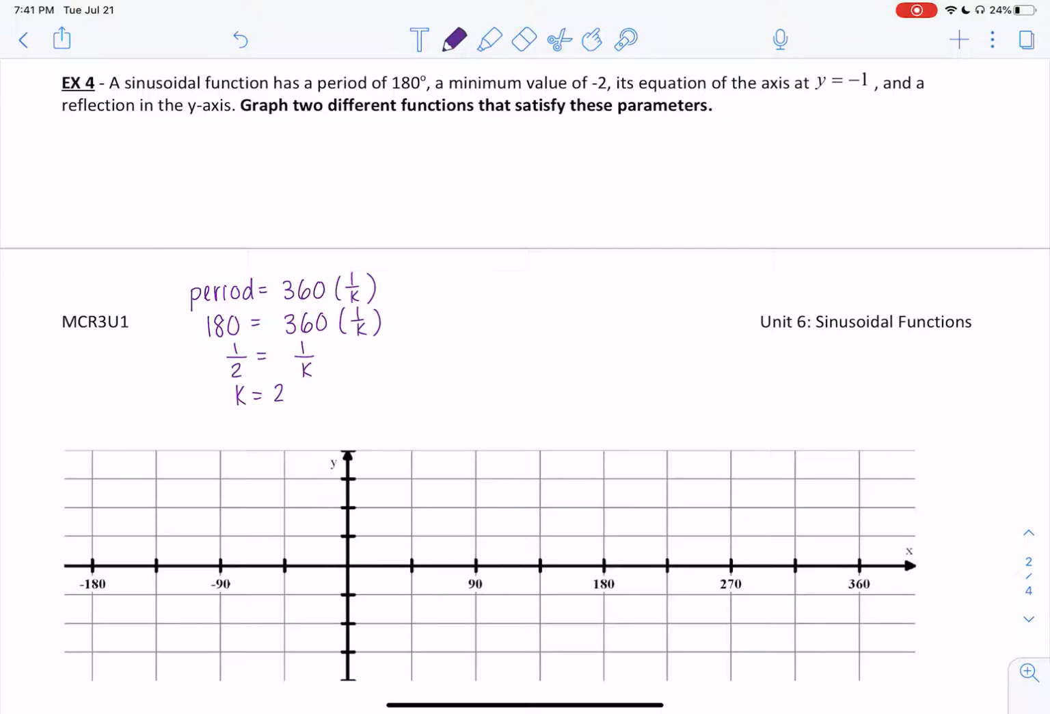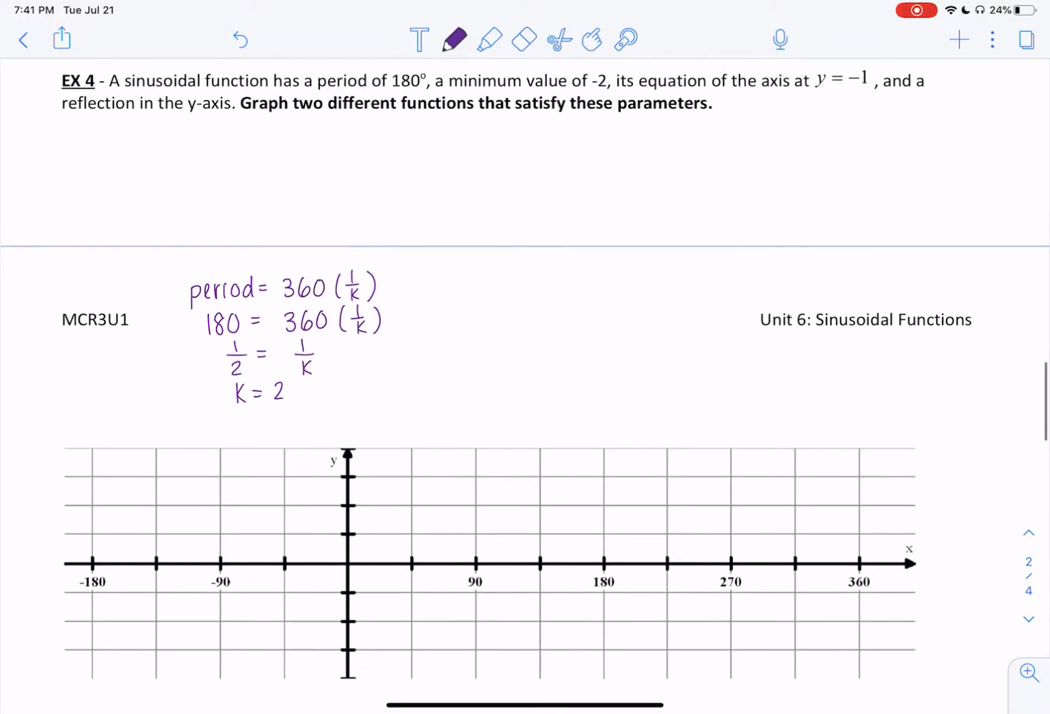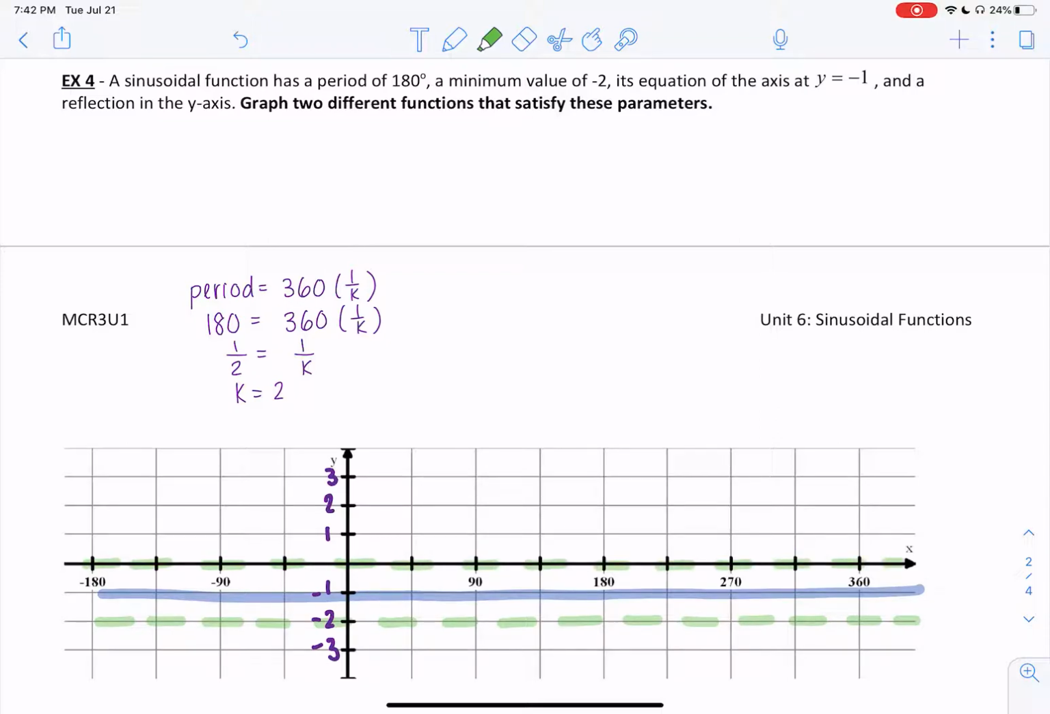Next, we have a minimum value of -2 and the axis at -1. So let's go through and draw those. So our axis is at -1. We have a minimum value of -2. So this will help us to find our amplitude. And if I have a minimum value of -2, that means my maximum value must be at 0 because they're always even around the axis like that.